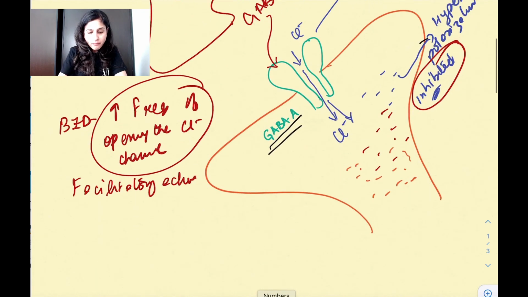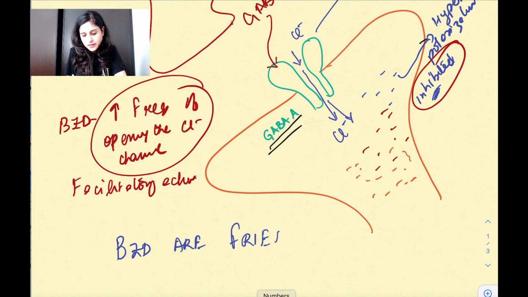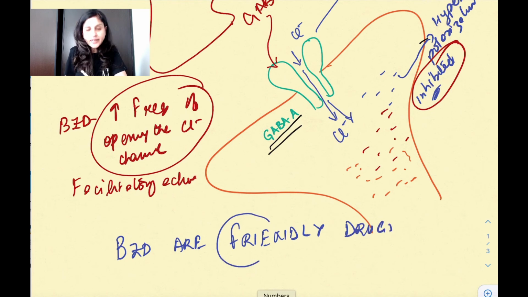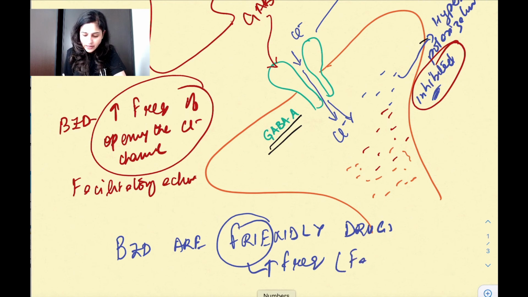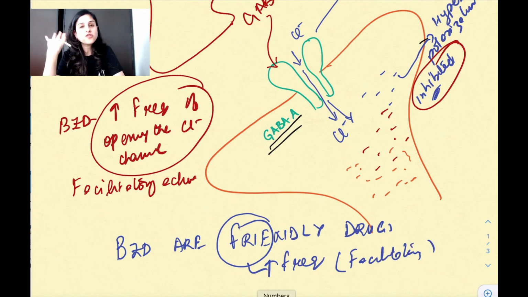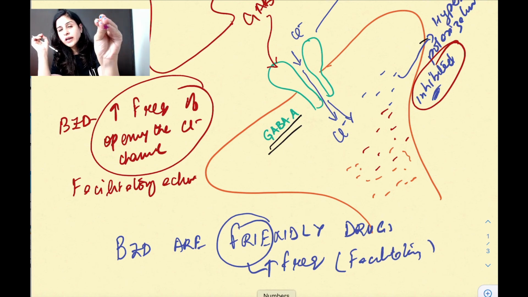And if you want to remember, I have a hack. How can you remember this? You can remember benzodiazepines are friendly drugs. Okay? So they are your friendly drugs. And from friendly, remember that they increase the frequency. And that is why, F's, they are GABA facilitatory. F for friendly, F for frequency, F for facilitatory. So all these are related to benzodiazepines. Hope I'm clear in this. So these are the three areas.